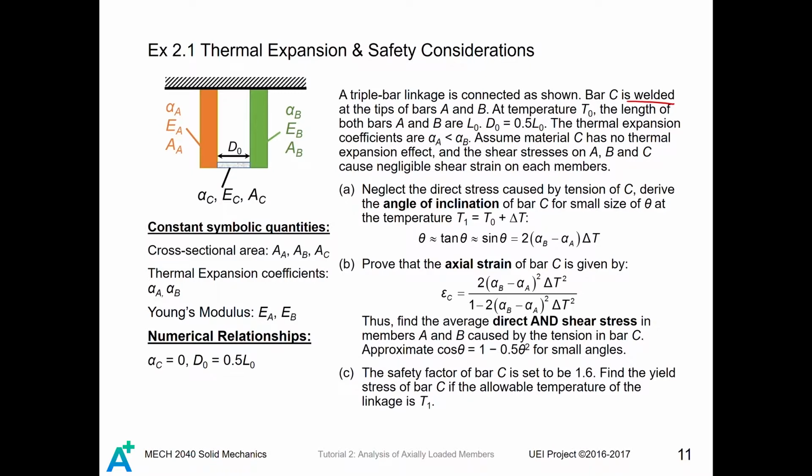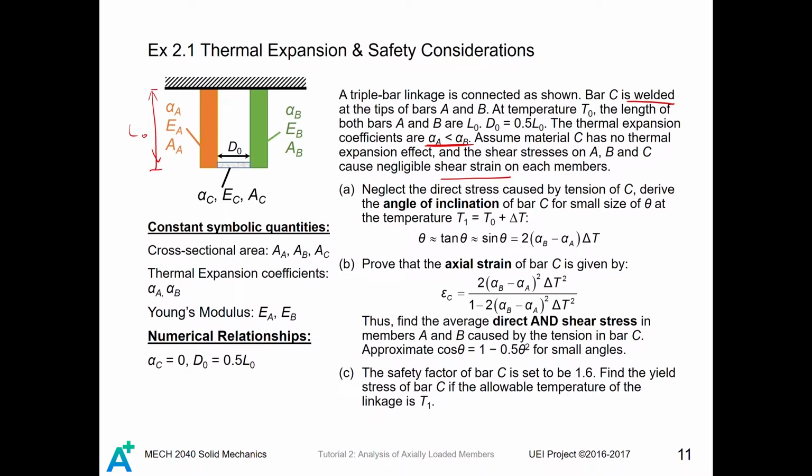At the temperature T0, the length of both bars A and B is L0. So this is L0, and D0 equals 1/2 of L0. The thermal expansion coefficients are alpha A and alpha B, where alpha A is less than alpha B. Assume material C has no thermal expansion effect, and the shear stresses on A, B, and C will cause negligible shear strain. That means we don't consider the bending of the material, we only consider the elongation or the axial deformation of the material.